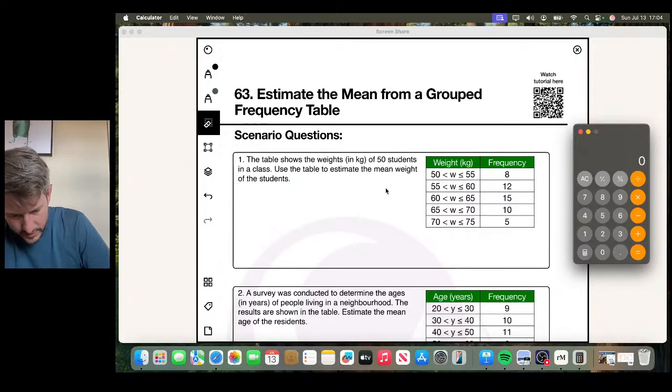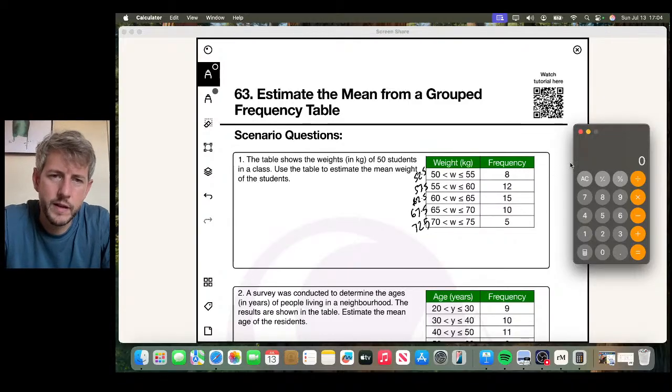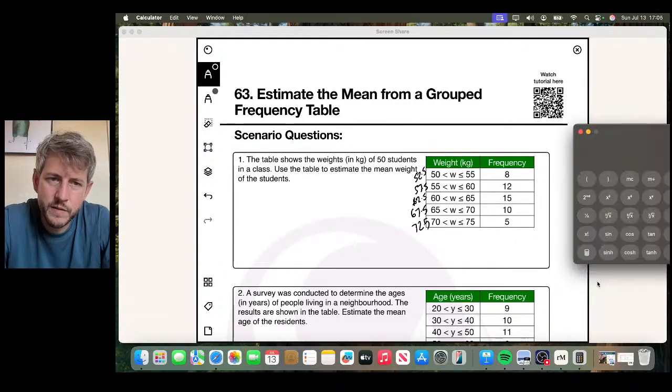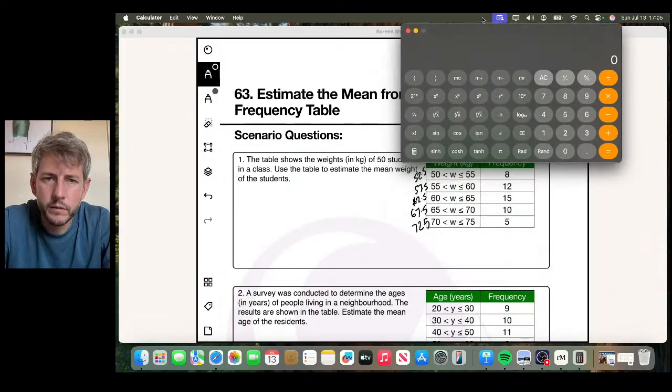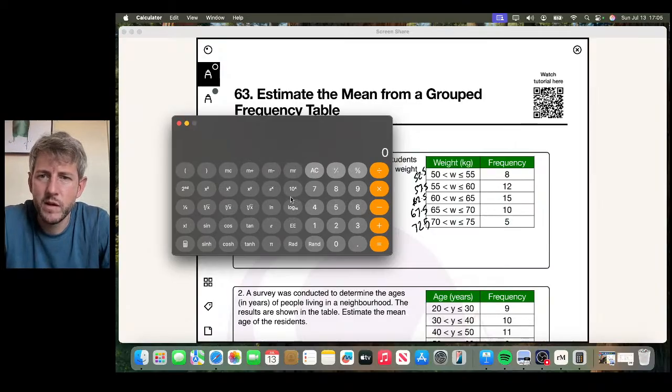Okay, so we've got 52.5. Let's, in fact, I'm going to use the scientific calculator. We're going to just do this all in one go. So here we go. I've got the midpoints now.